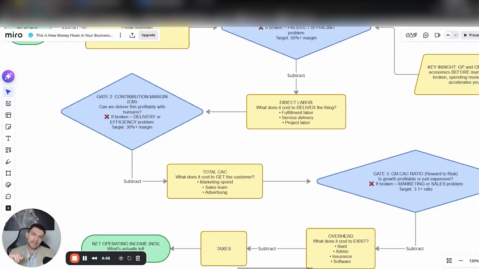And then once we understand what that number is, we can compare the percentage of CAC to our revenue and come up with a reward to risk ratio, where it's contribution margin to risk, the amount of money we have to invest in marketing our product to the market. Is it profitable growth or is it just expensive? If it's broken, you might have a marketing or sales problem if you already know that your product unit economics makes sense. Or there's maybe just no product market fit, and that means your business is dead again. But we typically want to see at least a 3-to-1 ratio already at this point.